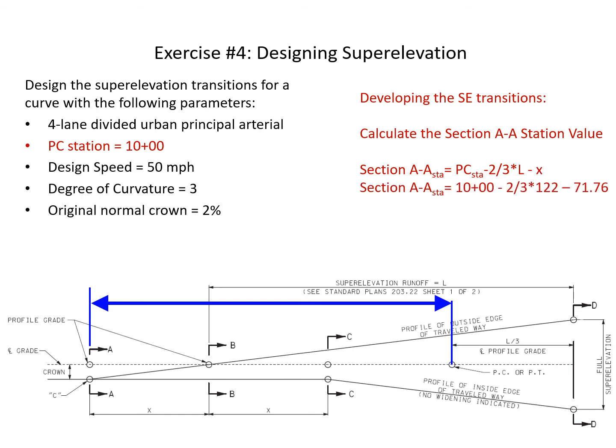If we plug in the numbers, the PC station equals a station value of 10 plus 00 minus 2/3 times 122 feet minus 71.76. For the station value at section AA, we get 8 plus 46.91.